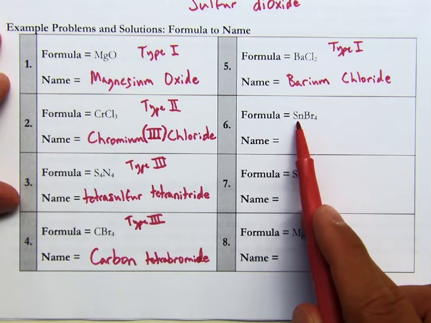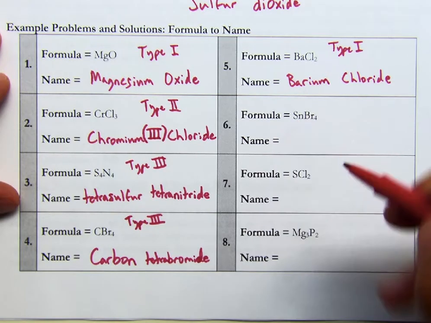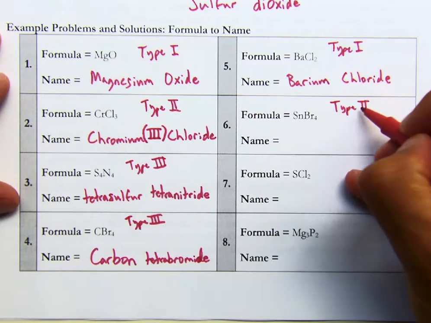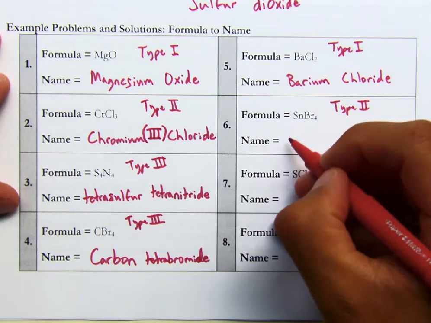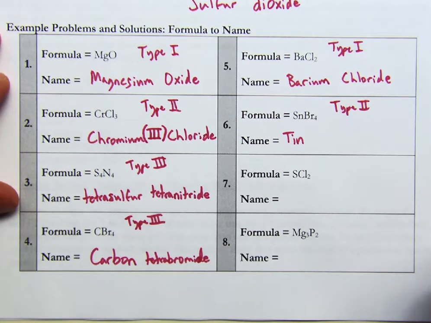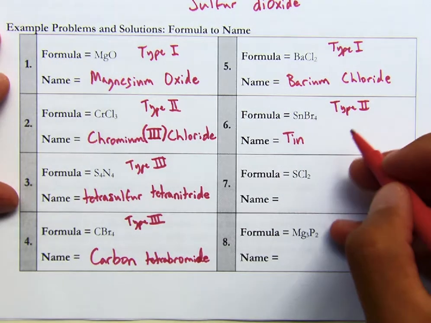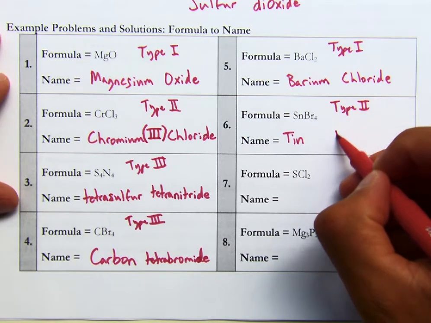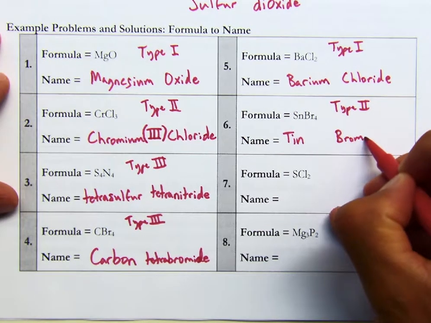And the metal is not in column 1 or 2. So that means that this is a type 2 compound. So we say the name of the metal, tin, and then we say the nonmetal with its ending changed to "ide," which is bromide.